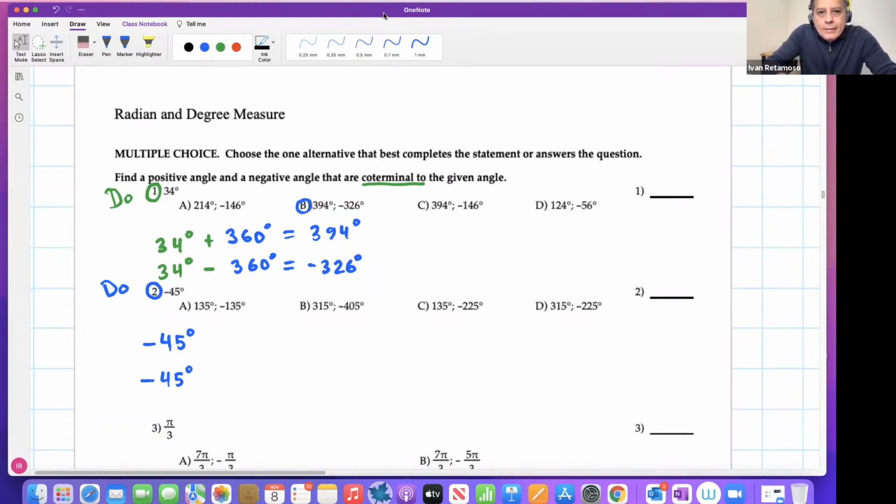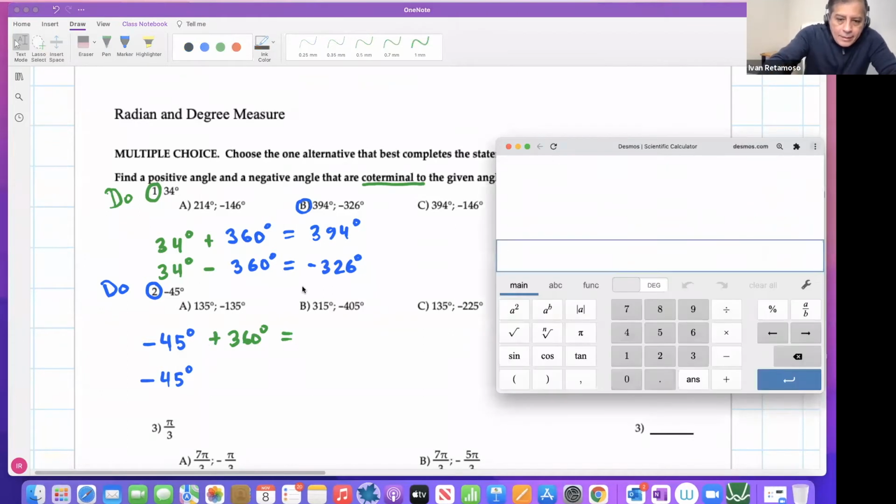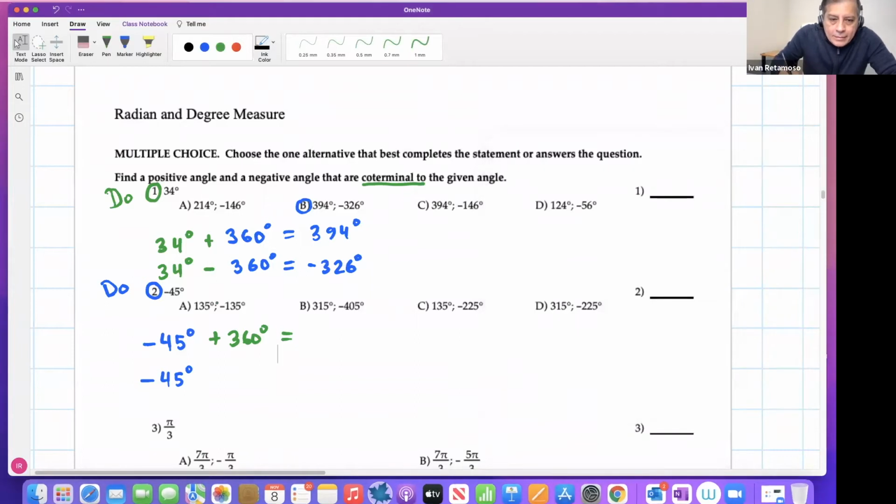I see some activity in the chat room. Gabriela, excellent, excellent. Very good, very good. You got it. So for number two, again, since you need a positive angle that is coterminal to negative 45 degrees, the idea is to add 360. If you do that, using your scientific calculator or using some mental mathematics, either way, you should get 315, right? 315, great. This goes here. 315 is a coterminal angle for negative 45 degrees.